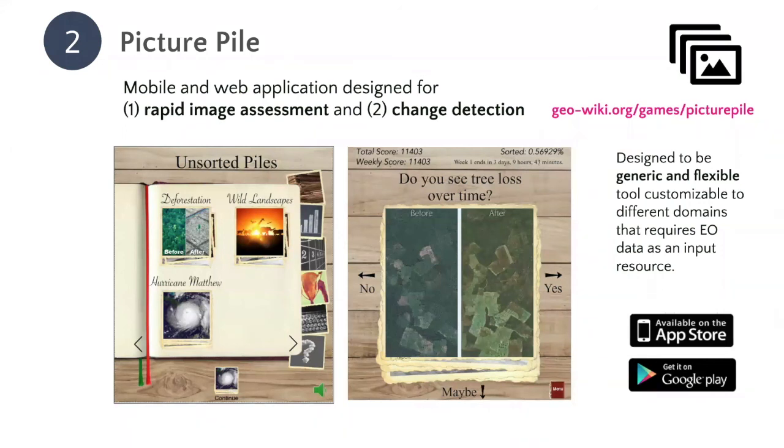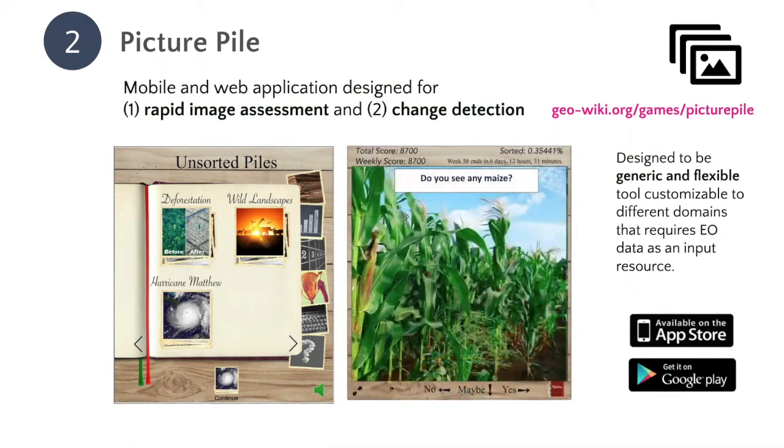It depends on what you put into the app. It can be images before and after, and you ask if you see any change, if you see deforestation, if you see damaged buildings, or you can put in even a photograph and ask a simple yes or no question. In crowdsourcing, this is called a microtask. You put in something so easy and simple for a person to identify that you can collect a lot of data in a very short amount of time with high accuracy.